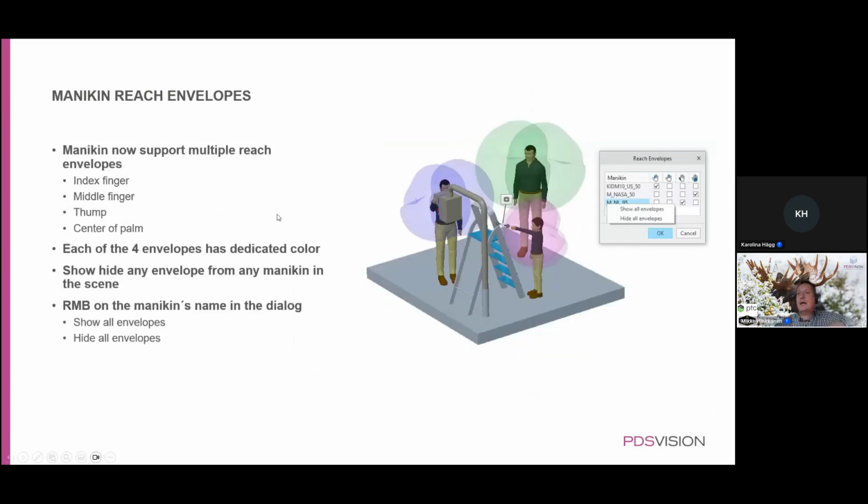Then this is pretty handy. You do have reach envelopes now with each mannequin. Those green, purple, and maybe cyan color bubbles simply mean that these are reachable with the arms. So you can visualize them with an index finger reach envelope, middle finger, thumb, or center of the palm reach envelope.